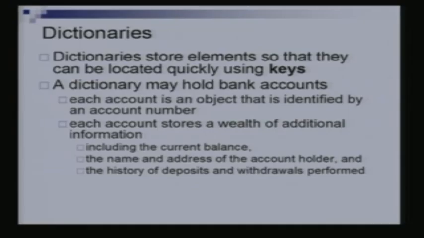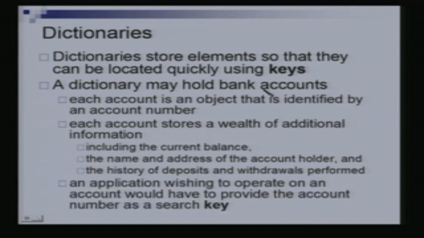It could be your current balance, the name and address of the account holder, a list of transactions that you have done in the last few days, and so on. But when you have to access any of this information, you need the notion of a key. A dictionary stores elements. When we talk of element, we will mean all this additional information, and the key would be this account number, which helps us access the particular information. Any application that wishes to do any kind of operation on an account will have to provide the account number as a key. Without that, nothing is going to happen.